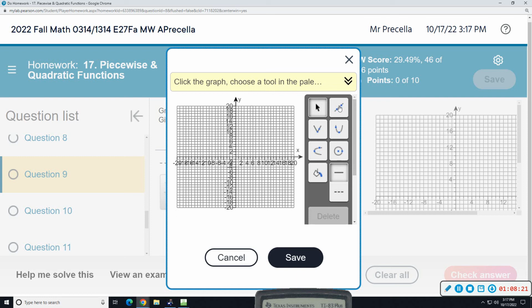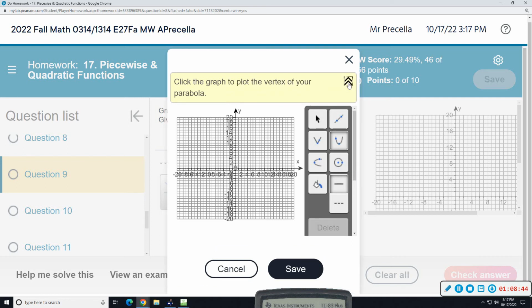Well, it's sure not going to be that. That looks like a line tool. That V, I remember those V's. Those were absolute value, V for value. Here it is, the U-shape. We have a vertical parabola tool and a horizontal parabola tool. Are we going to be using that horizontal parabola tool? No, it's vertical parabola.